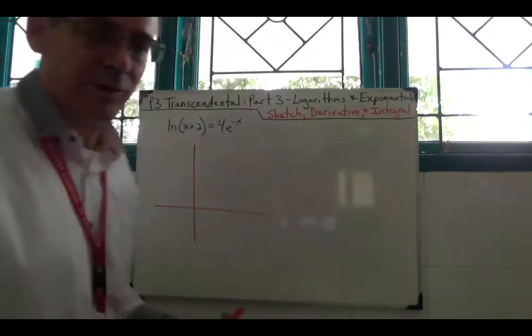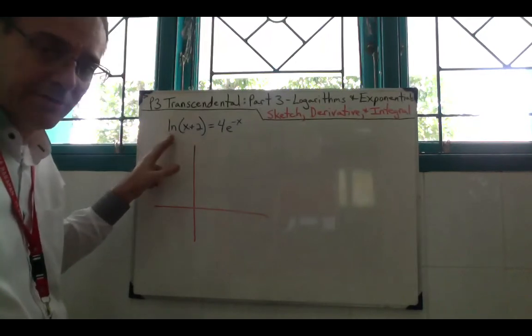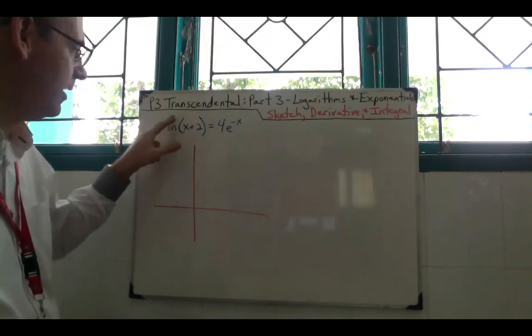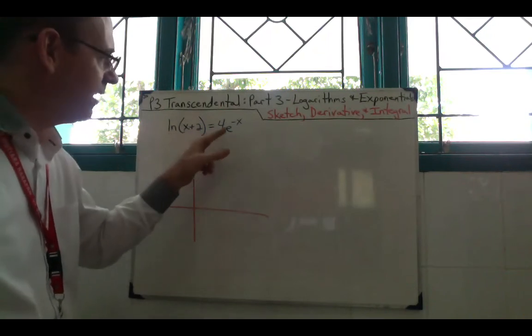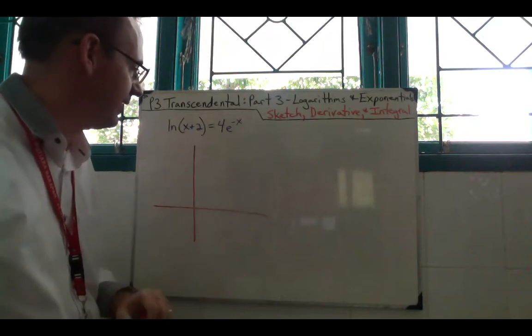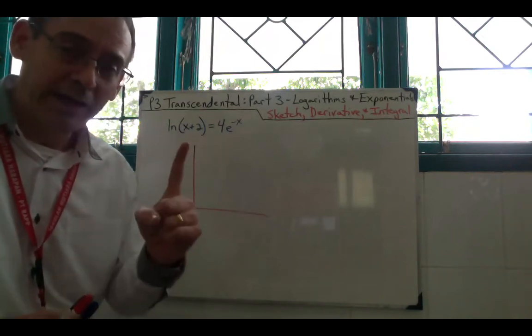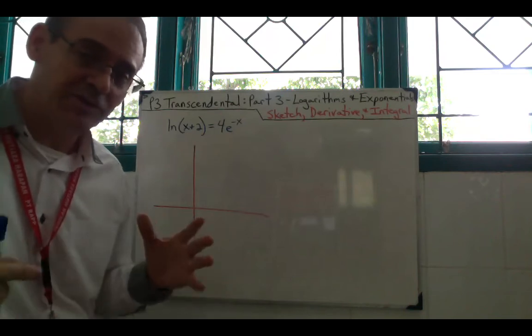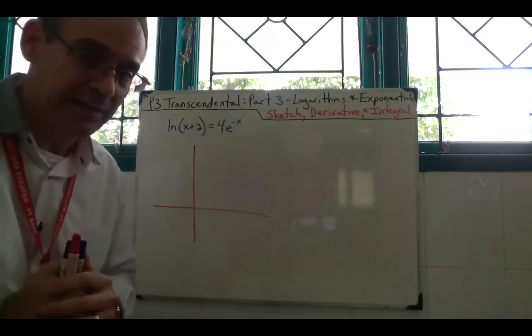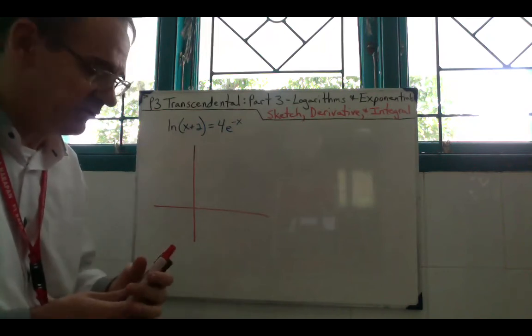So let's go back to our board. Here I've drawn it here. On the one side we have a logarithm, natural logarithm ln of x plus 2. On the right-hand side, we have an exponential, 4e to the negative x. And it wants to show that there's one real solution. In other words, they intersect at one point. So we'll graph them both separately and see where they intersect.